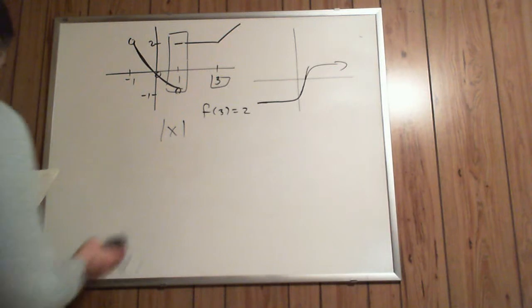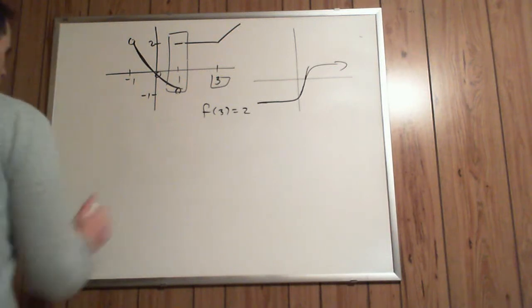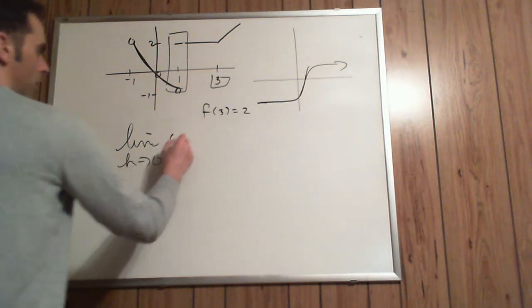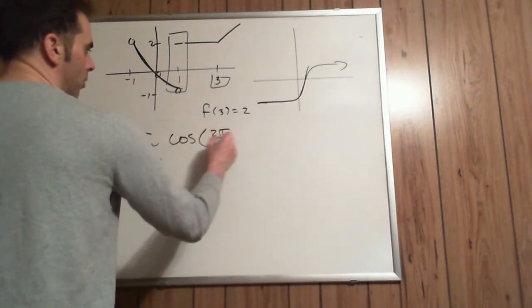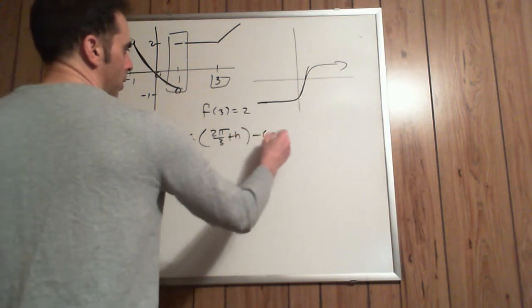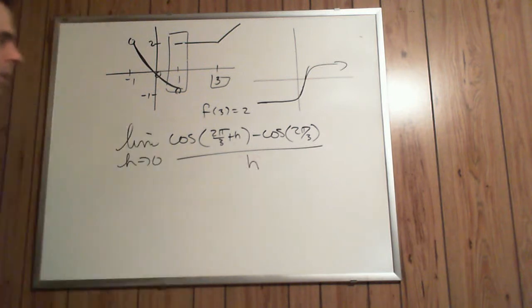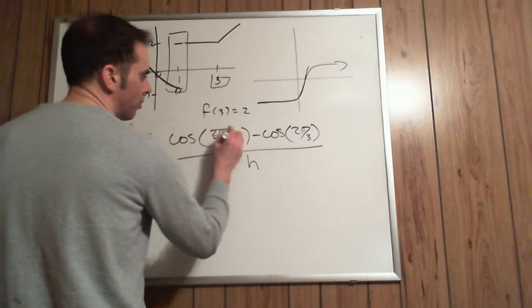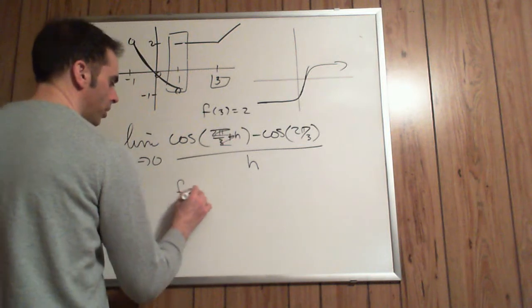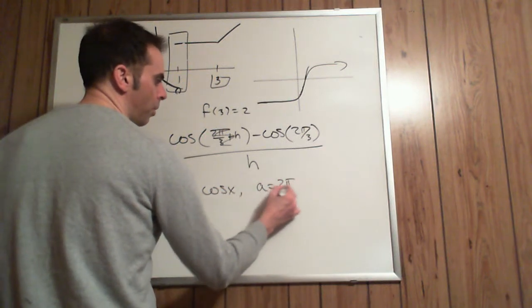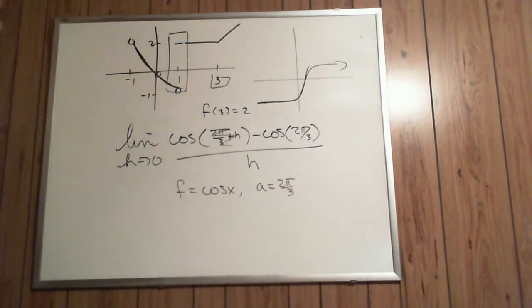But continuity does not imply differentiability, because think of the absolute value function. Okay, and just two more things. Recognizing the definition of derivative, very important. The limit as h approaches 0 of, say, the cosine of 2 pi over 3 plus h minus the cosine of 2 pi over 3, all over h. So, two things. What's the function? Always cover this stuff right here. So the function is cosine of x. The a value is 2 pi over 3, what the derivative is being evaluated at.